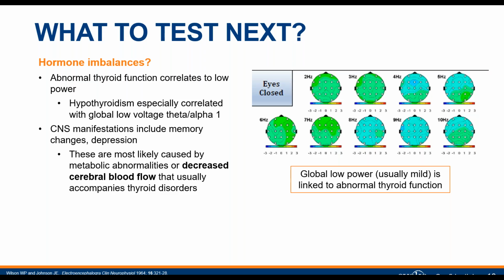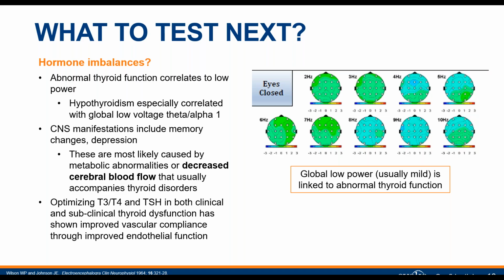It's playing on the vascular system in order to target and treat the brain. And it makes sense here that even correcting any type of thyroid abnormality is going to influence cerebral blood flow and hopefully reverse this blue brain type of EEG pattern. And interestingly, when you optimize T3 and T4 and TSH in clinical and subclinical thyroid dysfunction, that improves vascular compliance through improved endothelial function. So it's all about the vascular system and how it's influencing brain function. If we can get our vascular compliance in order, then the blue brain is going to resolve and symptoms will hopefully be resolved along with it.